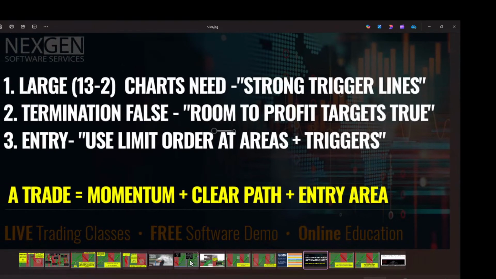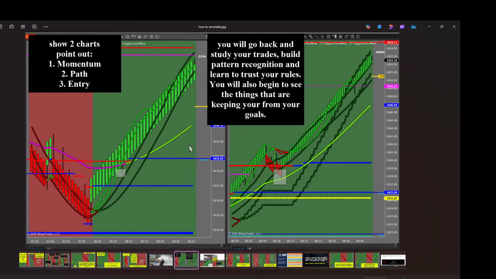And what's going to happen is every time you post in the room, you're going to talk about those 3 things on the chart. You're going to say, hey, Mark, here was my momentum. We're going to make sure the read was accurate. Mark, I had a clear path. We're going to make sure that you use the correct rules to define it.